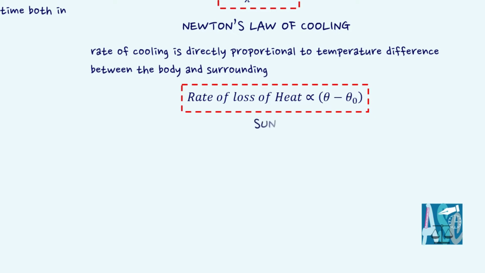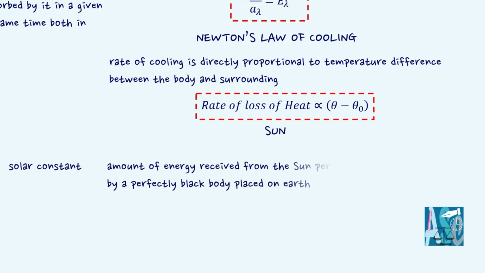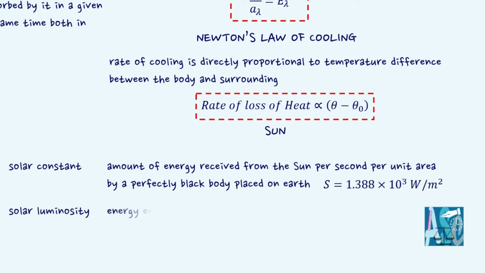The Sun is the central body of the solar system. The two important parameters are solar constant and solar luminosity. Solar constant is the amount of energy received from the Sun per second per unit area by a perfectly black body placed on Earth, the area being perpendicular to the direction of radiation. Its value is 1.388 times 10 to the power 3 watt per meter square. Solar luminosity is the amount of energy emitted by the Sun per second in all directions. Its value is 3.9 times 10 to the power 26 watt.